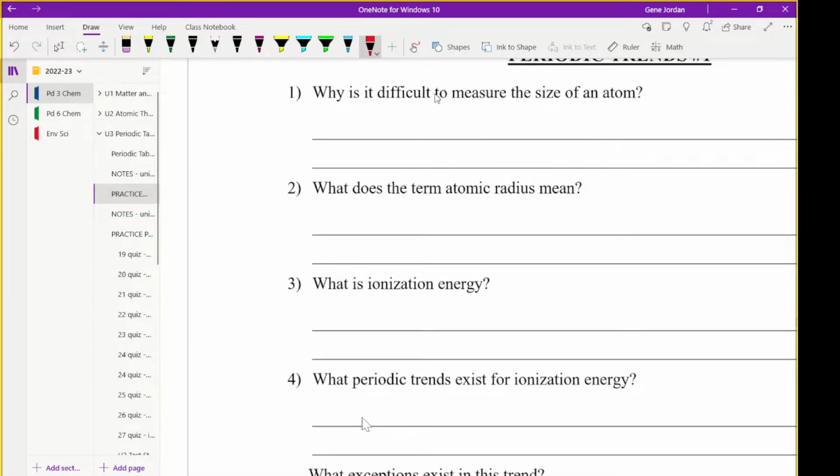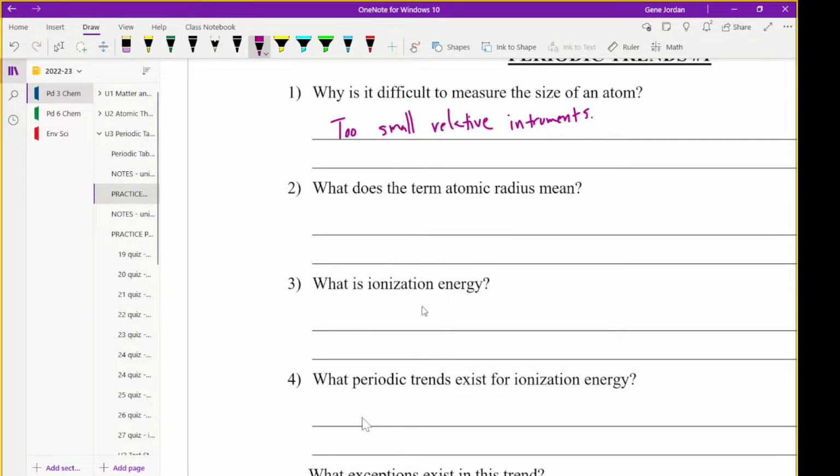Why is it difficult to measure the size of an atom? Because particles are too small, basically. Too small relative to any measurement instruments. Like we can't use a ruler, because a ruler is made of atoms, so we can't measure an atom with other atoms.